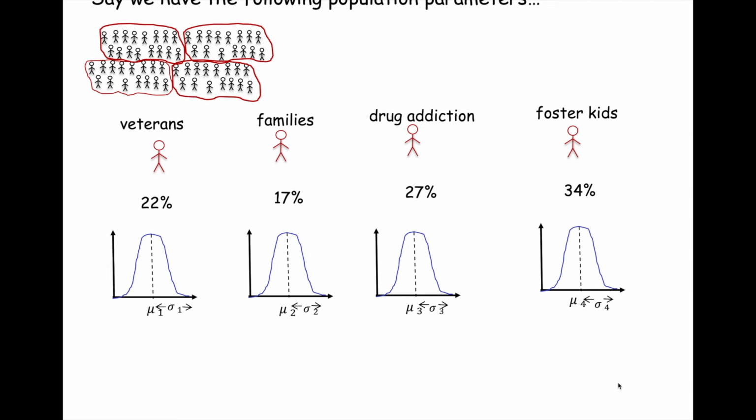It has its own parameters, mu 2 and sigma 2, or sigma squared 2 if you're talking about the variance. Likewise, the drug addicted, 27% of the time, you're going to sample from a third normal distribution, different from the others. And then the remaining 34% of the time, you're going to sample from a fourth normal distribution. So here you have four different normal distributions. Each one of them is governing that same measurement, but for a different segment of the population.